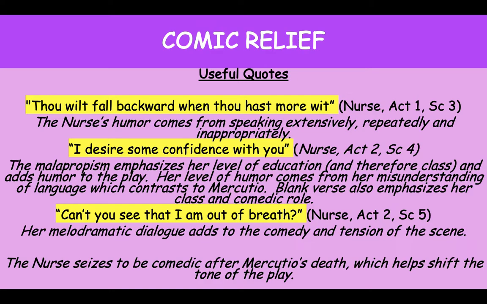And right at the end, she finally reveals that Juliet will get married. What's important to note here is she is a form of comic relief, but that actually ends after Mercutio's death. And so that helps also shift the tone of the play. Many people argue that Romeo and Juliet is 2 acts of comedy and 3 acts of tragedy, and she helps that.